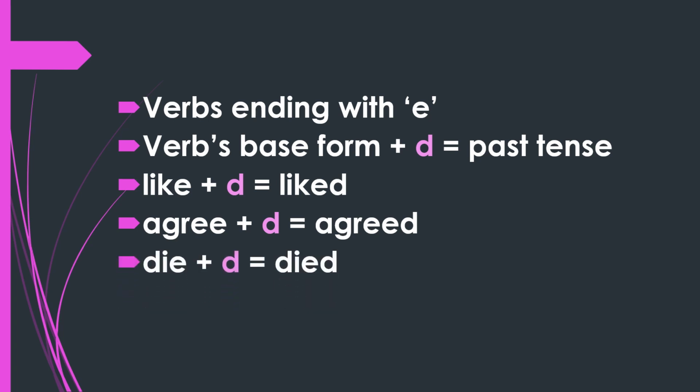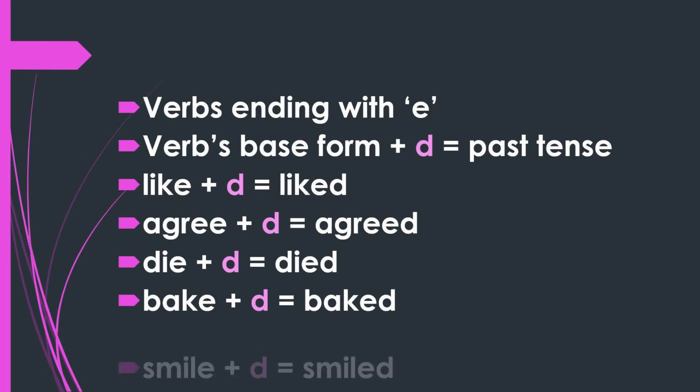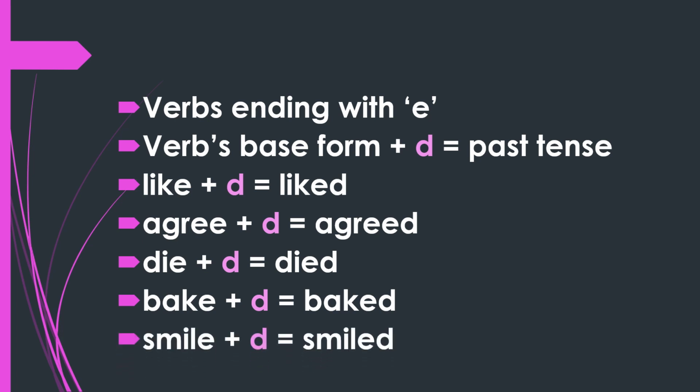To the next verb, die, that again ends with an E, we simply add a D to get the simple past tense form, that is died, D-I-E-D. To the next verb, bake, which again ends in an E, we simply have to add a D to get the word baked, which is in the simple past tense form. Let us see the last example of this kind, that is smile, which again ends with an E. We simply add a D to get the simple past tense form. It becomes smiled, S-M-I-L-E-D.